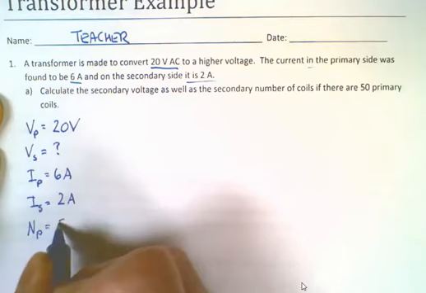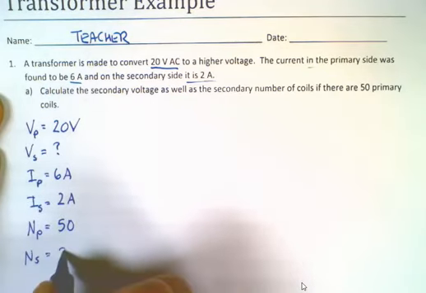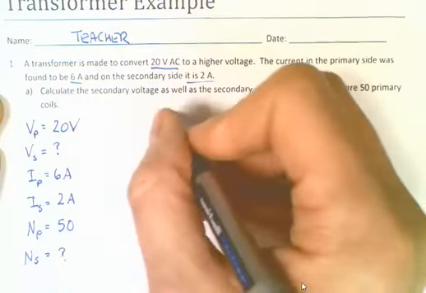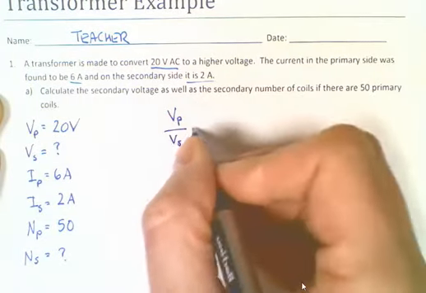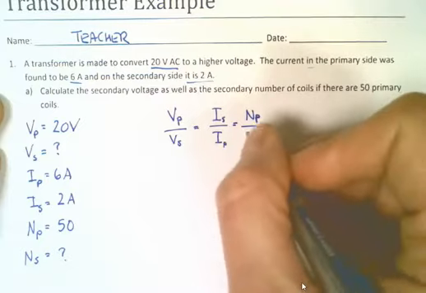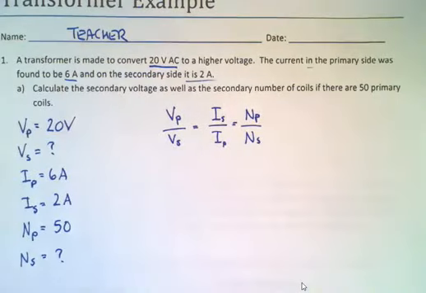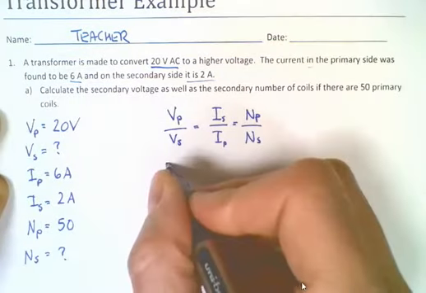There are 50 primary coils, and we need to figure out the ratio, basically what the secondary number of coils is. So the transformer equation, I'll write it out, is VP over VS equals IS over IP. Notice the reciprocalness of this. And then we have NP over NS. For the first part, I'll put in the numbers here so you can see that we're working with ratios. Really, it's the easiest way to think about it.